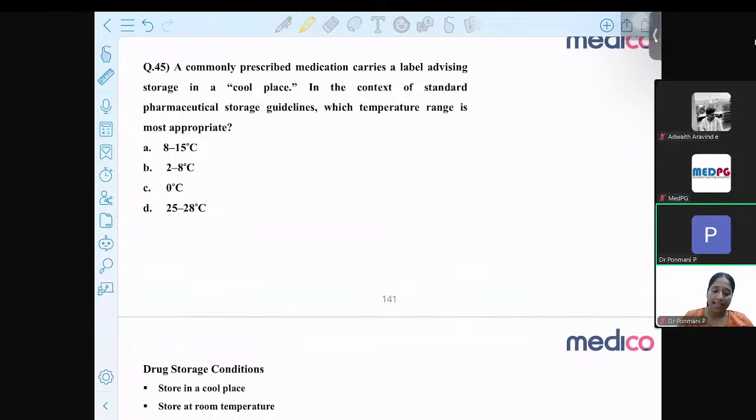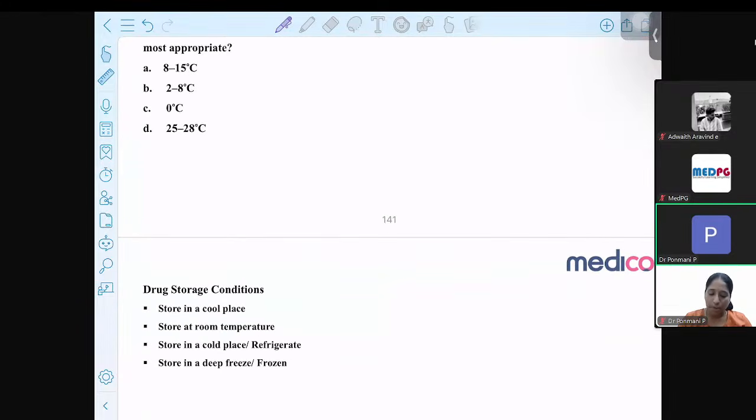Now, moving into the next question. A commonly prescribed medication carries a label advising store in a cool place. So, drug storage conditions are mostly asked. So, what does store in a cool place mean? Store in a cool place means 8 to 15 degrees. And store at room temperature means it will be from 25 to 30 degrees. And store in a cold place. Please remember, cool place is different and a cold place is different. Cold means it can range from 2 to 8 degrees.